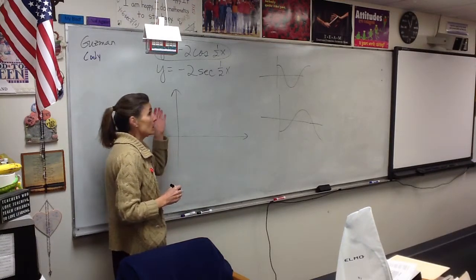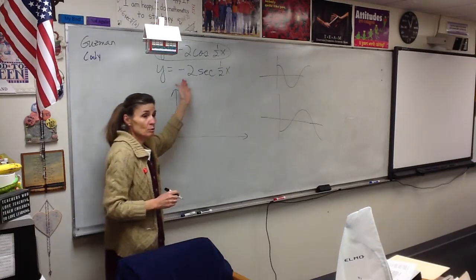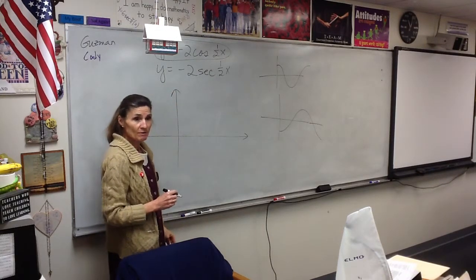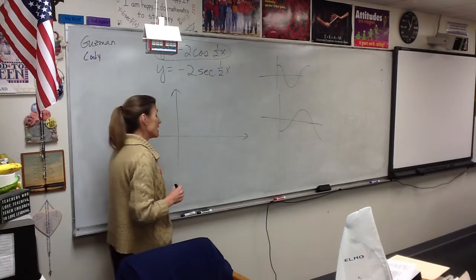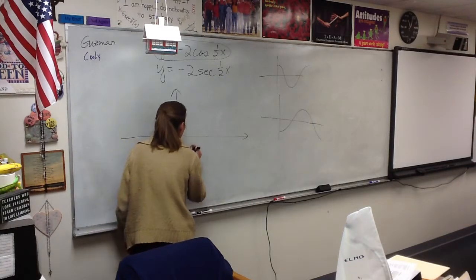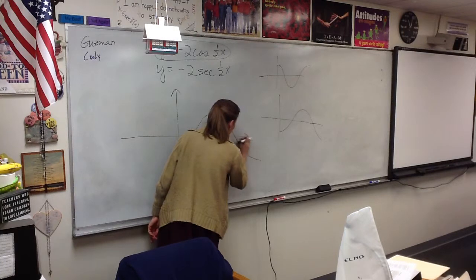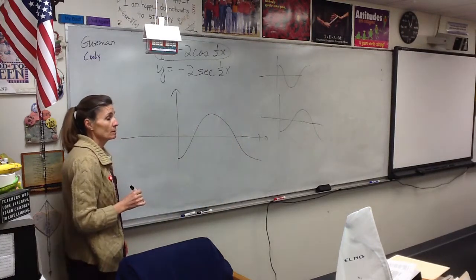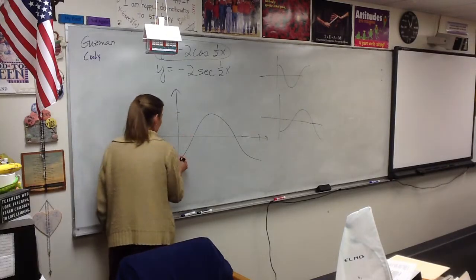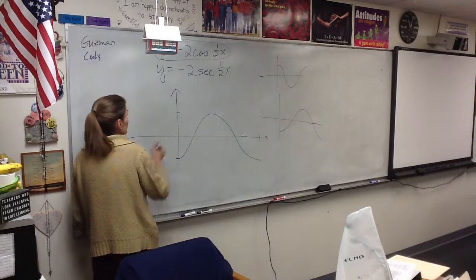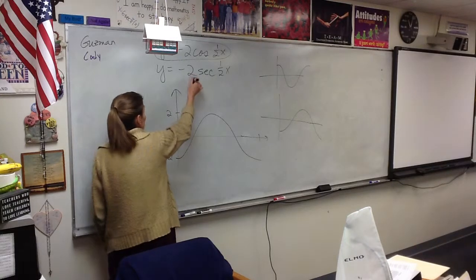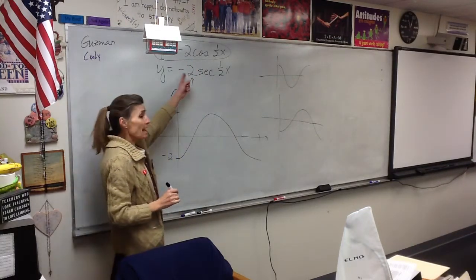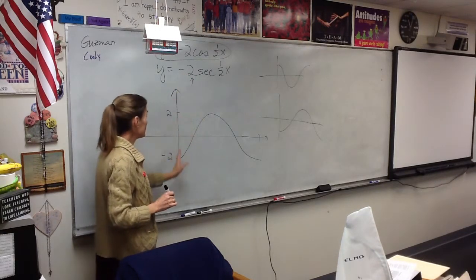Now, do you see any additions or subtractions in the problem? No. What does that mean if there are no adds or subtracts? We haven't shifted it anywhere. So we are actually going to draw that picture. That's what we're going to draw. And how high and low are these waves going? 2, because of this number right here, right? So it's upside down because of the negative, and we're going up and down 2.